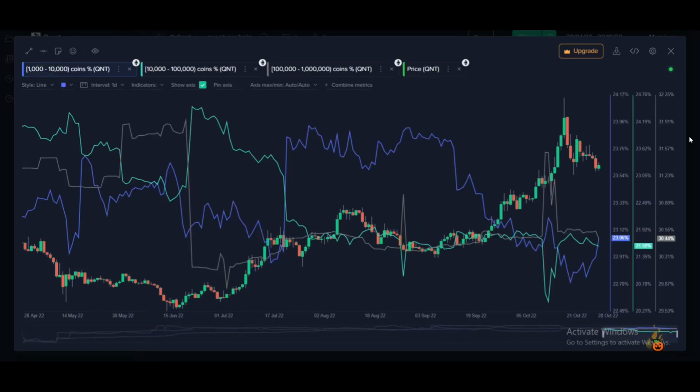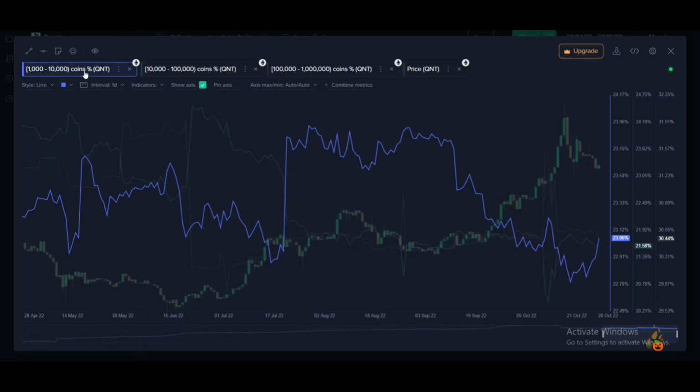Another metric that is suggesting a bounce at the support level we were talking about is the supply distribution of certain addresses which hold a certain number of coins, right? I decided to focus on these ones because they have the most Quant coins out there. So here, looking at the circulating supply, we can see that the addresses that have 1,000 to 10,000 coins hold up to something like 23%.